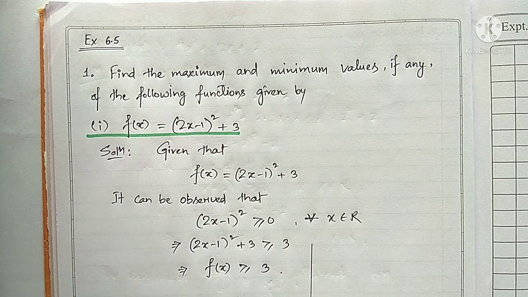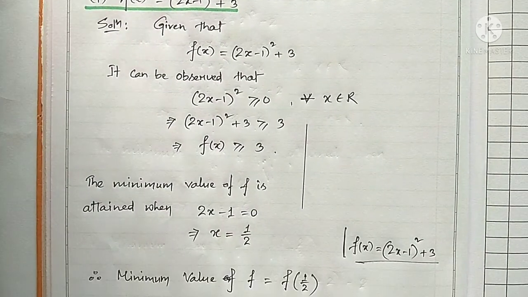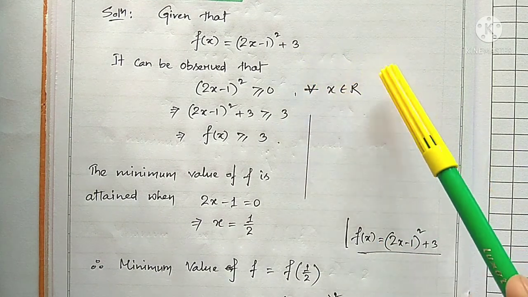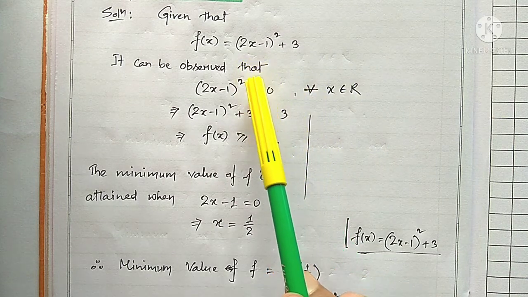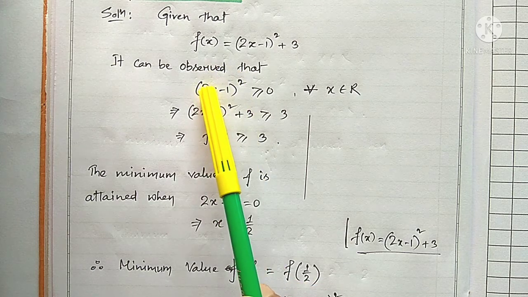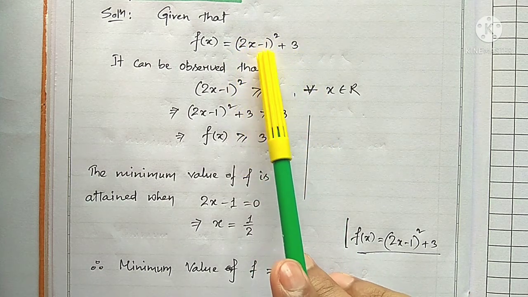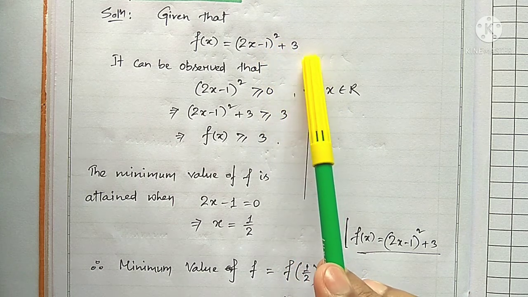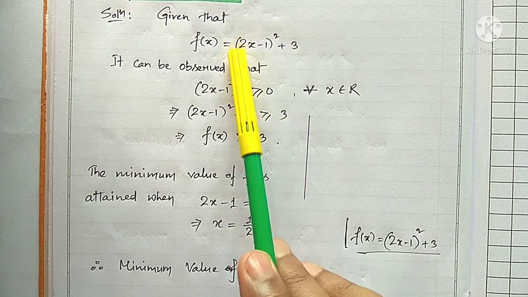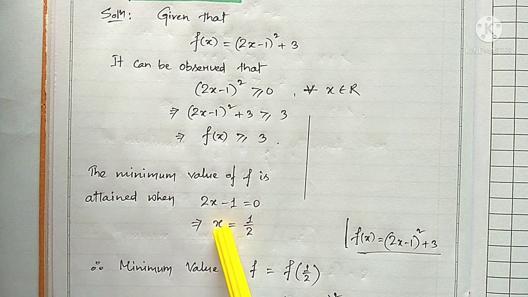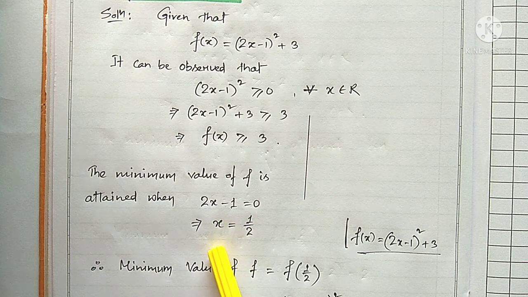In this case, to attain the minimum value, we write that the minimum value of f is attained when 2x - 1 = 0. That means the value of 2x - 1 must be equal to 0. If this value is equal to 0, then we get the minimum value, because the function is 2(x - 1)² + 3. So to get the minimum value we need 2x - 1 = 0. From here, if we find the value of x, we get x = 1/2.